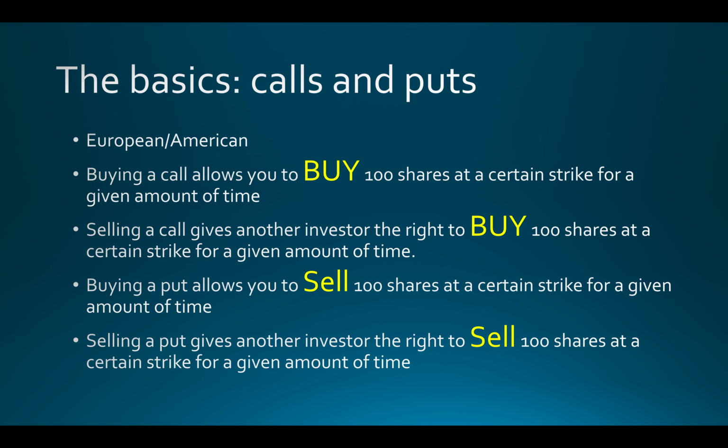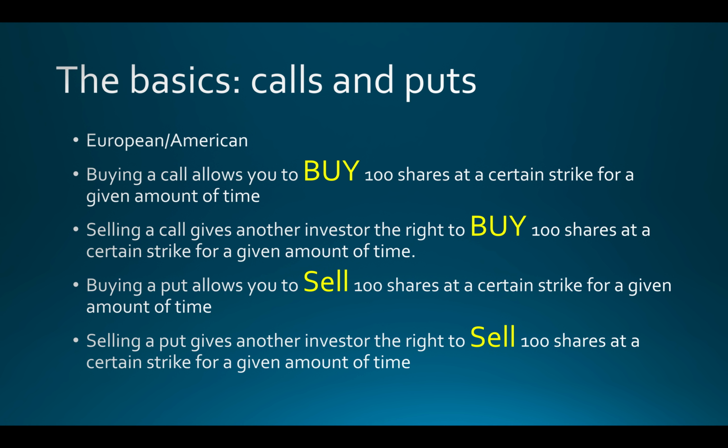So the basics. There are European and American options. European options cannot be exercised at any time, so they are only exercised at expiration if they're in the money, whereas American options can be exercised at any time until expiration.